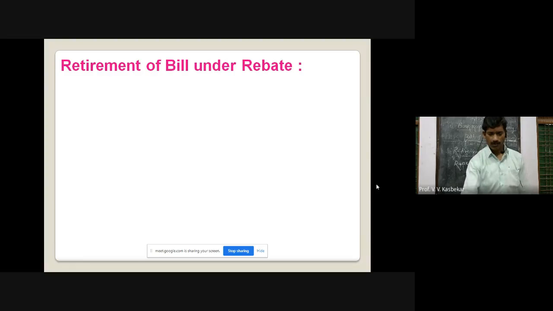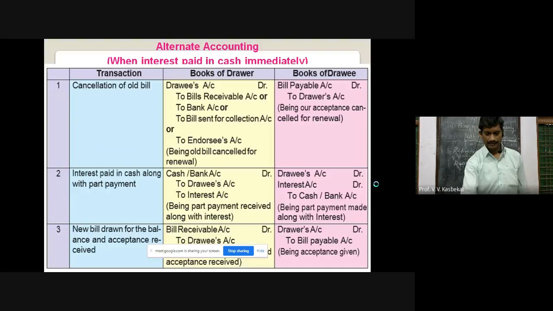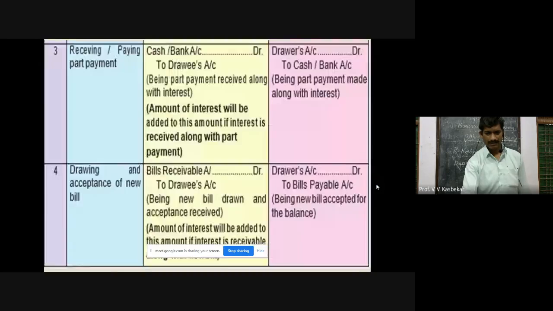Then retirement of bill. Before that, let me explain it for my Marathi medium friends.